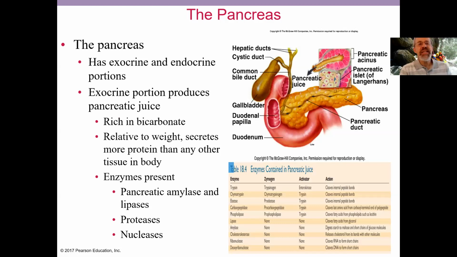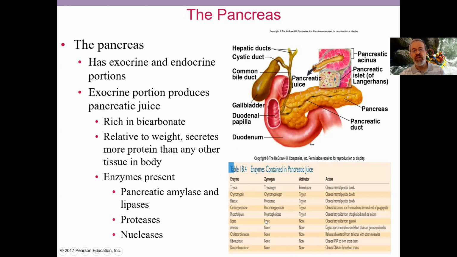First of all, the pancreas has exocrine and endocrine portions to it. The endocrine portion I'm not going to talk about. That will come when we start talking about the endocrine system. That was where insulin comes into play. Most of the pancreas consists of exocrine glands that are secreting the pancreatic juice. And like I mentioned, relative to weight, the pancreas produces more protein enzymes than any other tissue in the body.